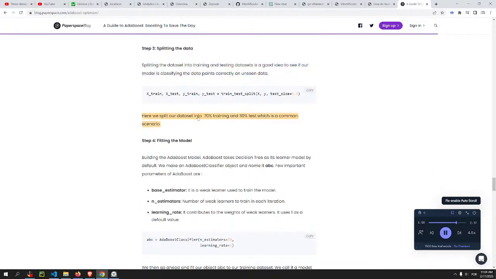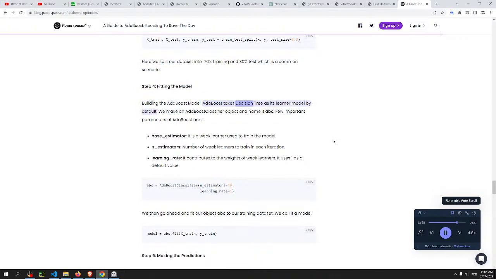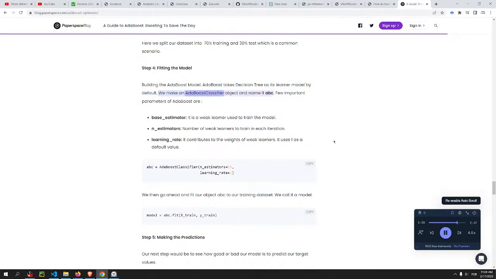Splitting the dataset into training and test sets, here we split our dataset into 70% training and 30% test, which is a common split. Building the AdaBoost model: AdaBoost takes a decision tree as its learner model by default. We make an AdaBoost classifier object and name it ABC.